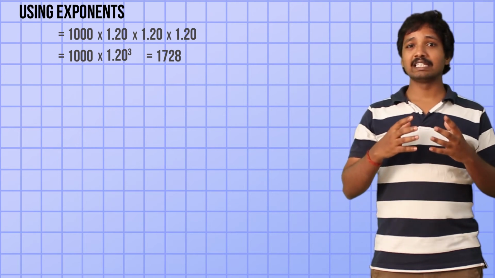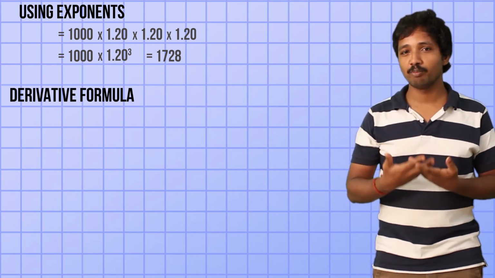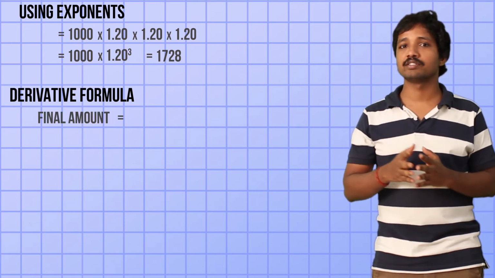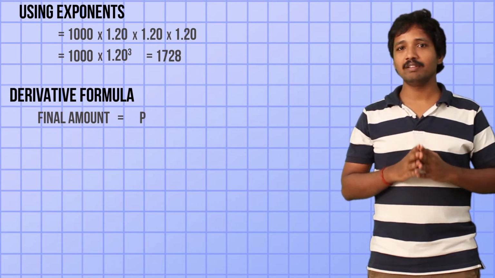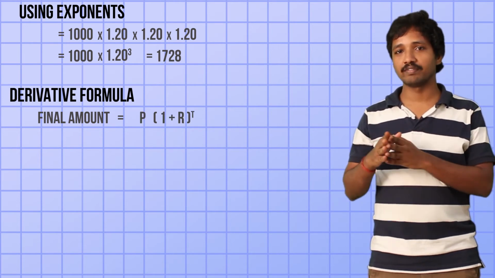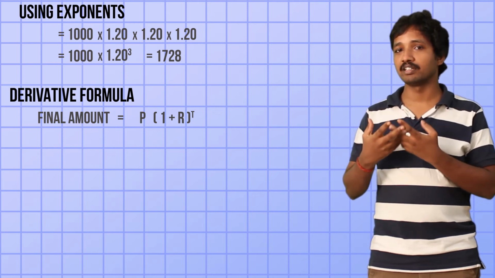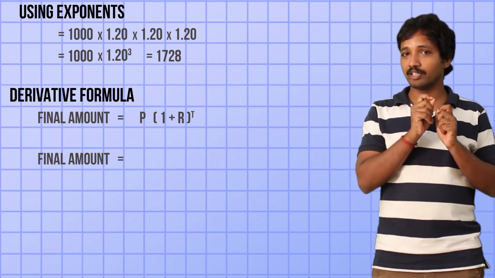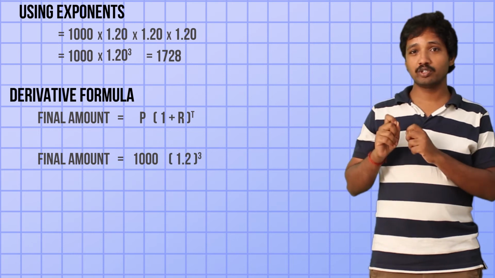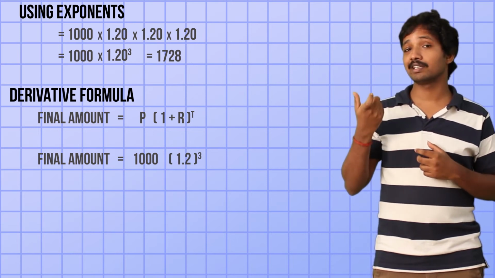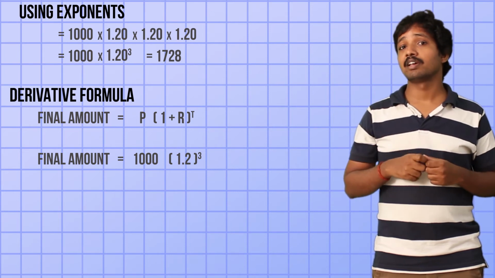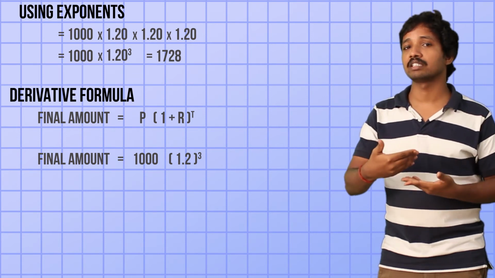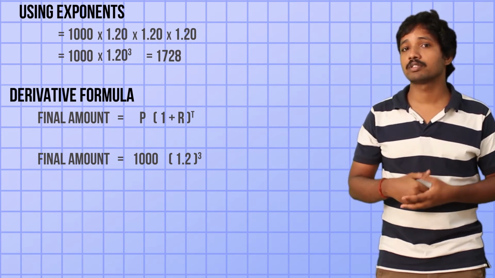By replacing the numbers with variables, we can get the formula for compound interest, compounding annually. The amount required is equal to principal into 1 plus rate of interest, the whole power period, that is T. Here, amount is equal to principal 1000 rupees into 1.2 power 3. So 3 is the years, T, and 1.2 is 1 plus the rate of interest, 1 plus 0.2. That is what we are writing using variables.